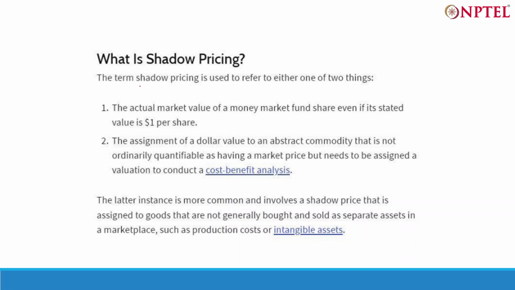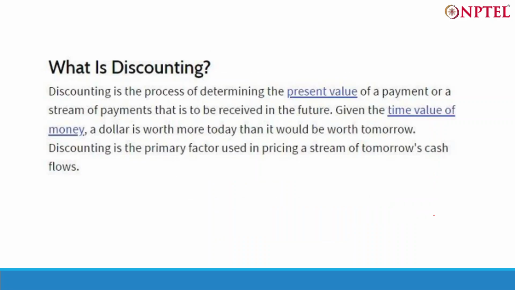The term shadow pricing is used to refer to either of two things: the actual value of a money market fund share when its stated value is $1 per share, or the assignment of a dollar value to an abstract commodity. I think I should not go into much detail. I took this from the internet so that you could understand shadow pricing. What is shadow pricing? One type of thing goes into cost and another goes into the benefit which we derive.